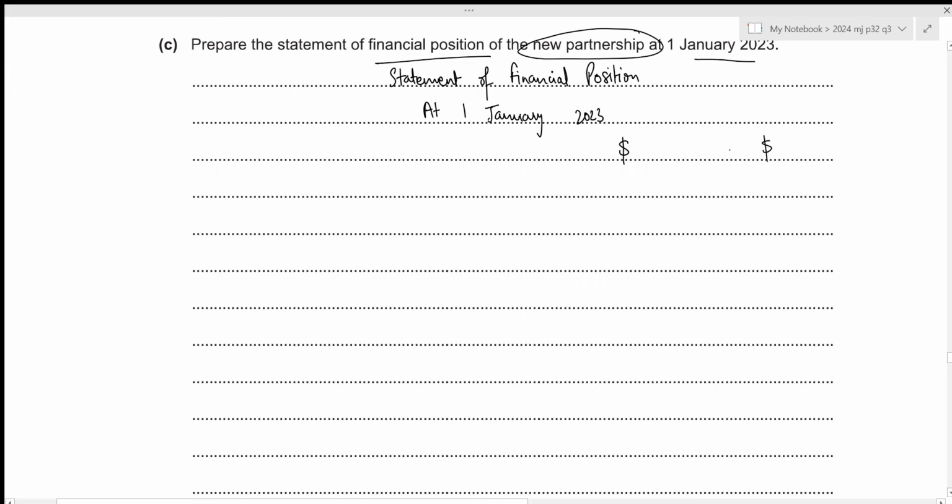Now we need to prepare the statement of financial position of the new partnership at 1st January 2023. This is a new partnership after merger, which means that all of the non-current assets, current assets, as well as current liabilities values will now be combined. And if there is any sort of revaluation, we will include the revalued amount. If there is no revaluation, then we can include the net book value. Okay, so this is the statement of financial position. This is at the date of 1st January 2023. Let's start with the non-current assets.